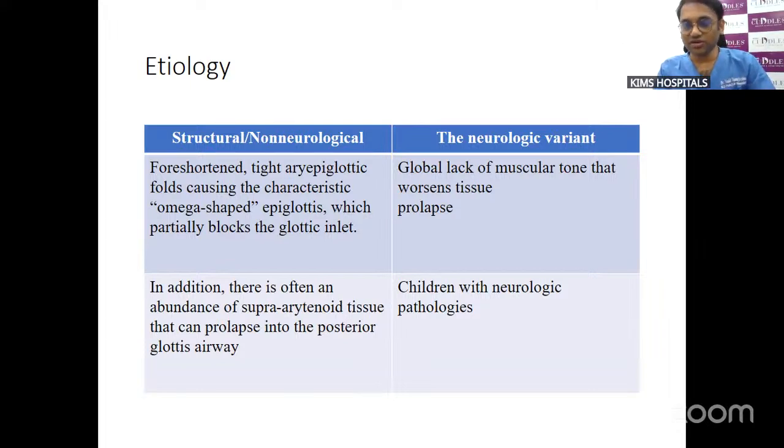The second is the neurological variant. There may not be as significant a structural change, but the neurological variant is because of the lack of muscular tone that allows the prolapse of the airway. Clinically, these children also have certain neurological abnormalities. So here, the structure is not the main thing. There can be certain structural changes, but because of the lack of muscle tone, your larynx is much more pliable.